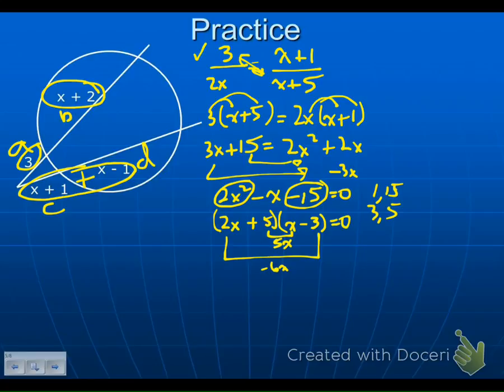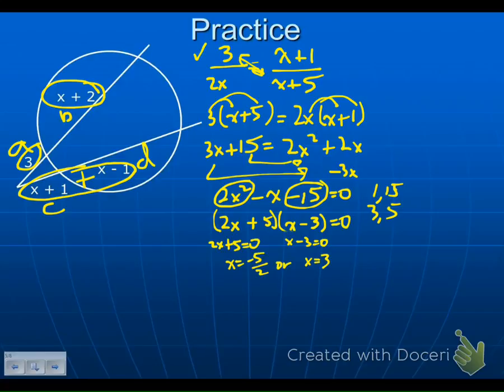Anyway, I'm going to erase this part right here just because I need space to work. So we found the factors, and now let's go out and solve this. 2x plus 5 equals 0, and x minus 3 equals 0. So x equals negative 5 over 2, or x equals 3.